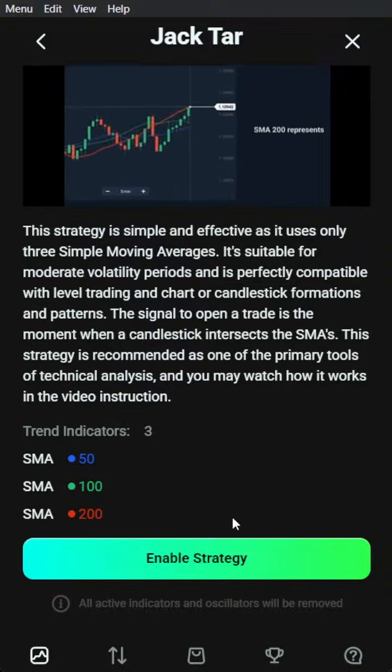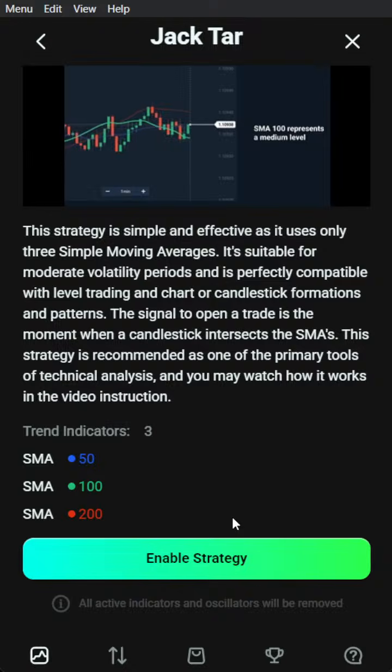An SMA with a period of 200 is a strong price level. Price rebounds from this level happen most often. An SMA with a period of 100 is a medium strength price level. This line serves as an indicator for short-term trades. An SMA with a period of 50 is a weak price level. The chart crosses it most often, but it works very well in combination with the previous 2 lines.